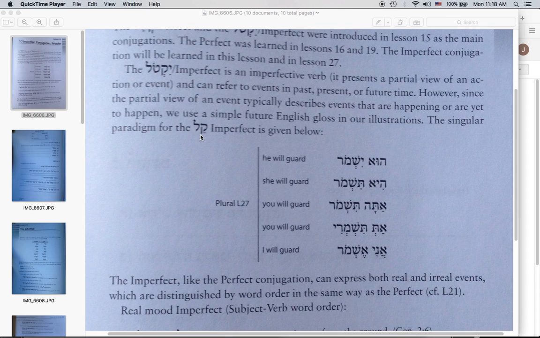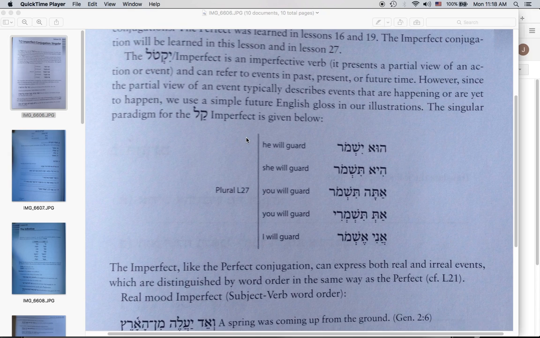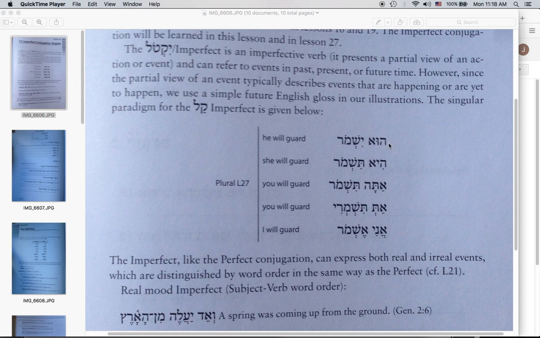So here's the singular paradigm for the Qal imperfect. The Qal is the binyan that we're working with. It is still the only one that we know right now. The imperfect is the conjugation. So now we know the perfect and we're being introduced to the imperfect. We see it here. As before, we have our subject pronouns at the beginning of each of these examples, just to highlight how they are connected.